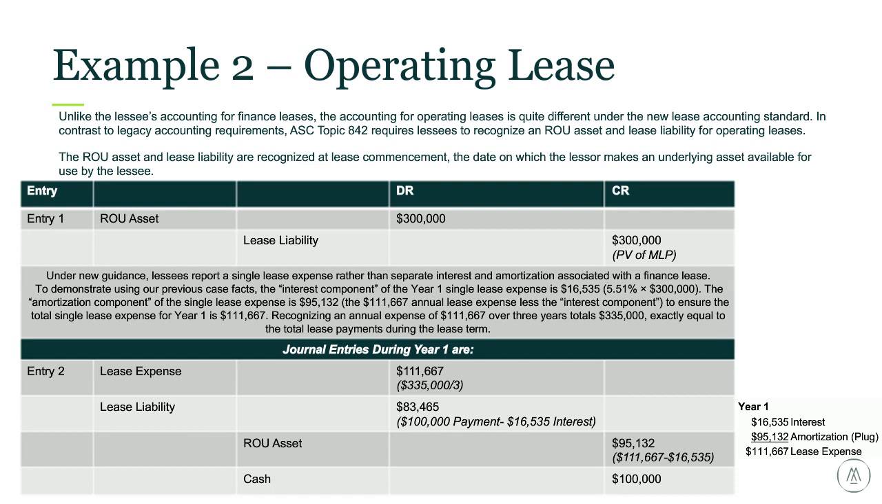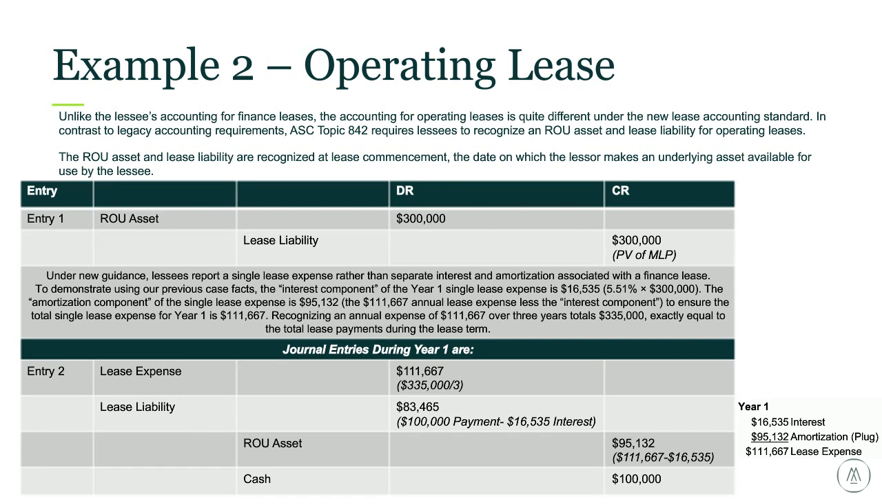Okay, but how do you get to straight line lease expense recognition if you don't have straight line expense recognition on the interest, for instance? Because we know that interest is going to be higher at the beginning of the term than it is at the end of the term. And so what they say how to do that is, if I know my lease expense is 111, I know my interest is 16, we're going to plug, and I don't like to use that word, but we're going to basically take the difference between the total lease expense minus the interest, and that's the amount you're going to amortize the right-of-use asset by.